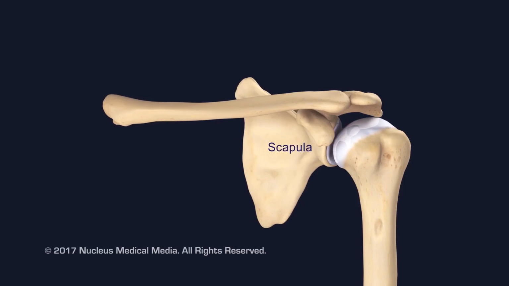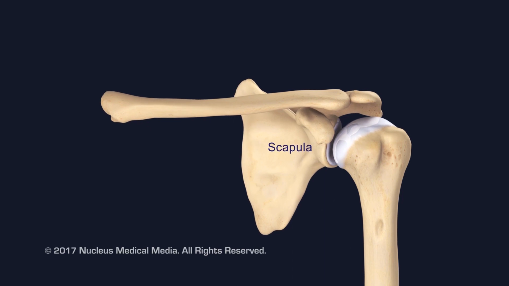One would be from a traumatic injury. So you're playing a sport, you fall, and your shoulder dislocates. And when that's the case, you're tearing a structure called the labrum in your shoulder.